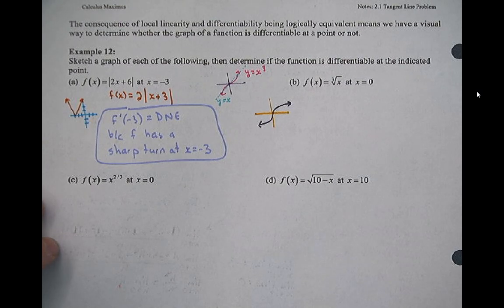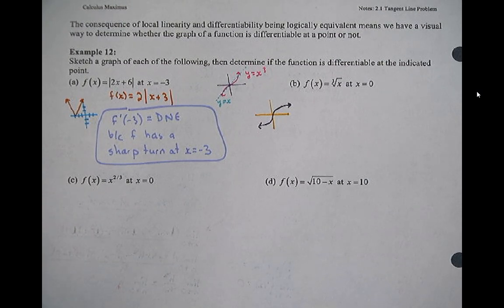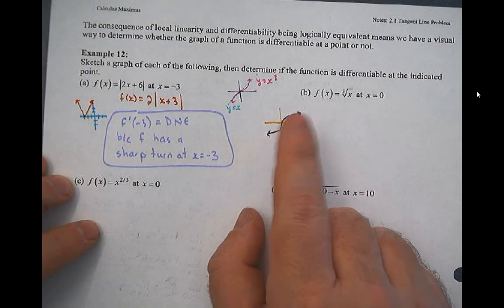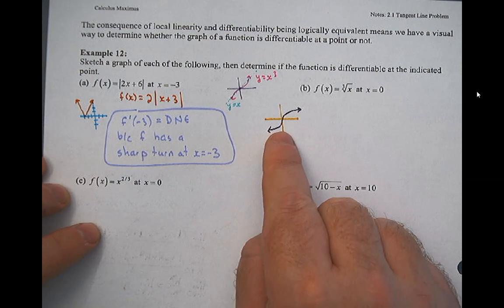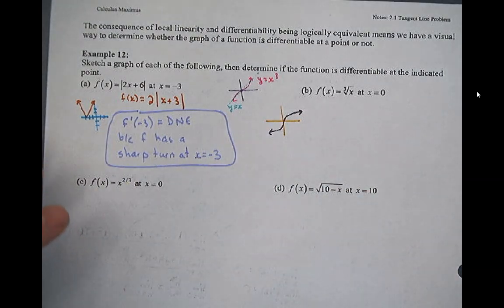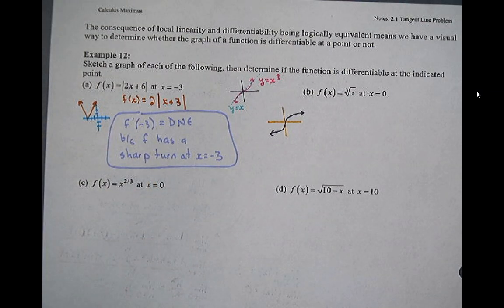There's my sketch of the cube root function. Okay, so now we don't have to use this on our calculator. We can look at the picture. Does this look differentiable at x equals 0? Yeah, it does look okay. You got to be careful, though. It does look like there's no sharp turns. But what's the other problem here?